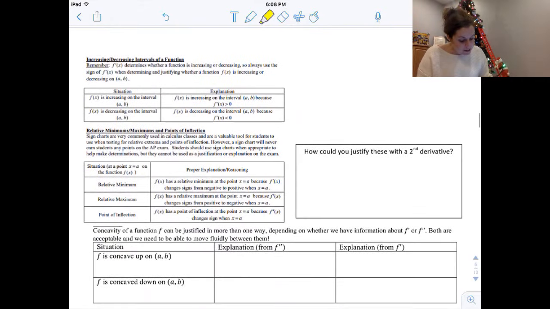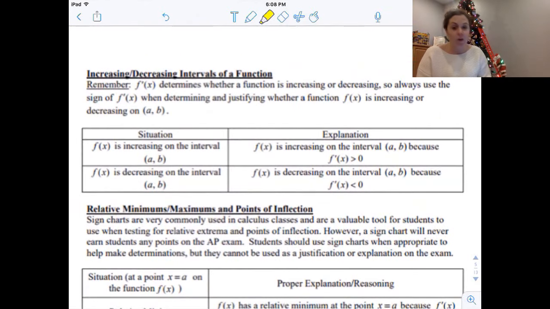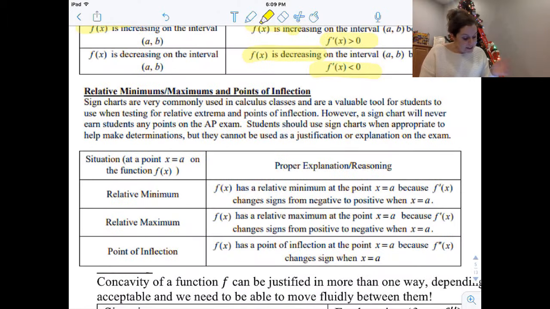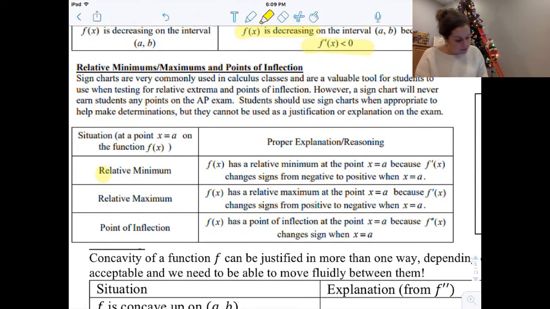F will be increasing when f prime is positive. F is decreasing when f prime is negative. Relative mins and maxes: I'm going to have a relative min when f prime changes from negative to positive, a relative max when f prime changes from positive to negative, and a point of inflection when f double prime changes signs. A lot of people will think, oh, point of inflection, that's just where my second derivative equals 0. It's stronger than that. You actually need to have a sign change there. So make sure that you specify that.